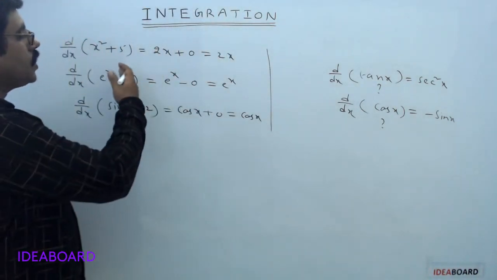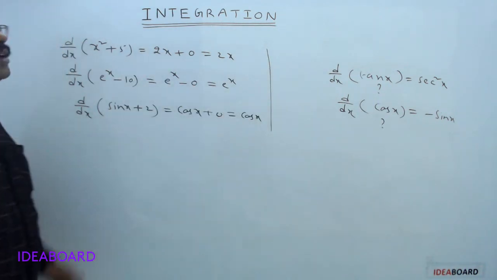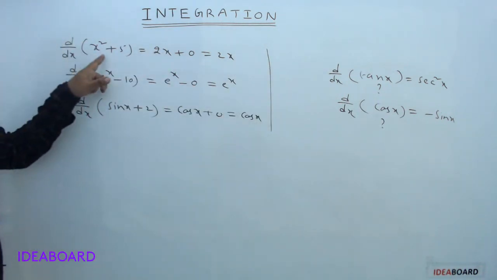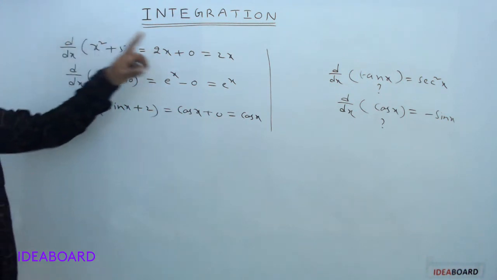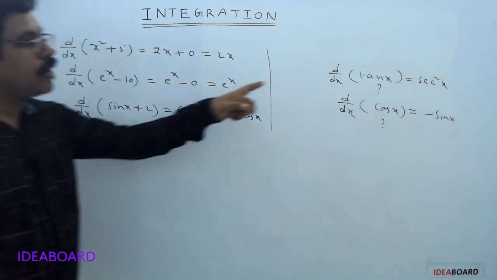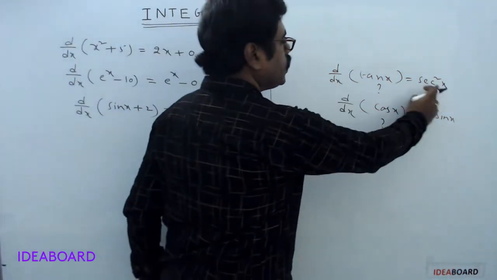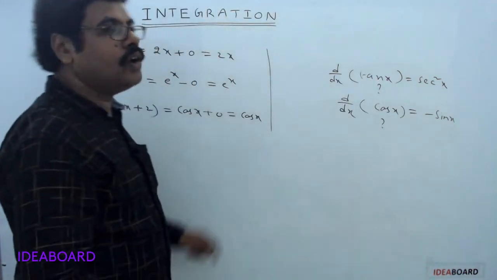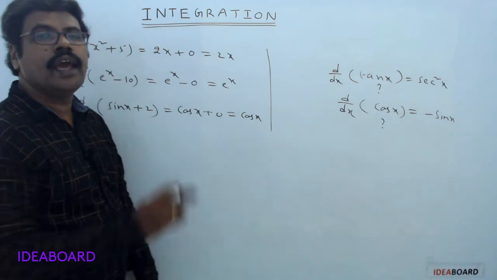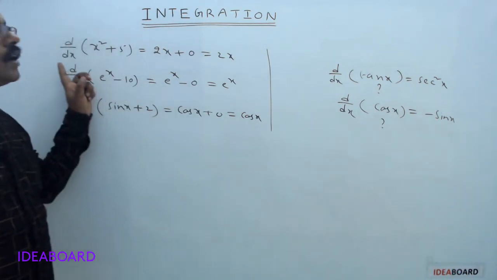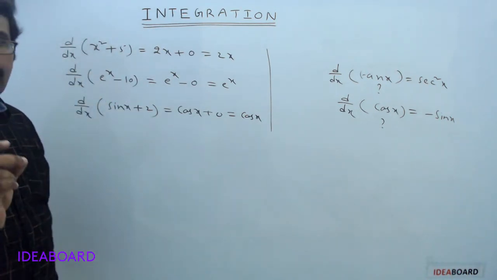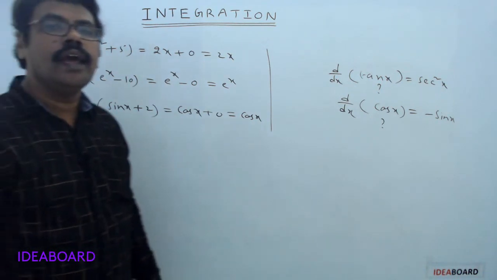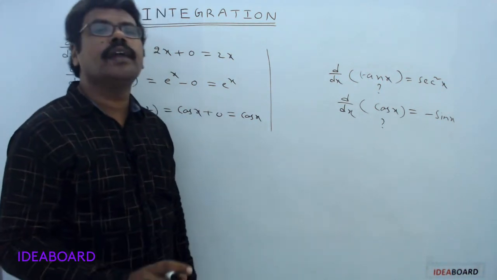Now, what is the difference between this one and this one? Here, the function is given, we are finding its derivative. But here, the derivative is given, we are finding the function. So, integration is the reverse process of differentiation. What is that one? Integration is the reverse process of differentiation.